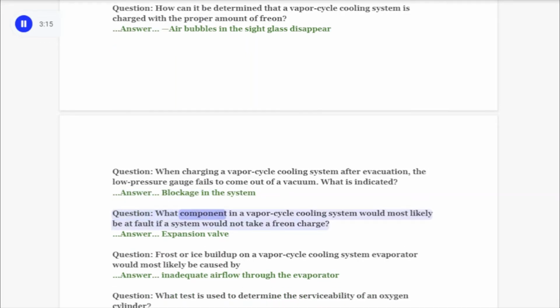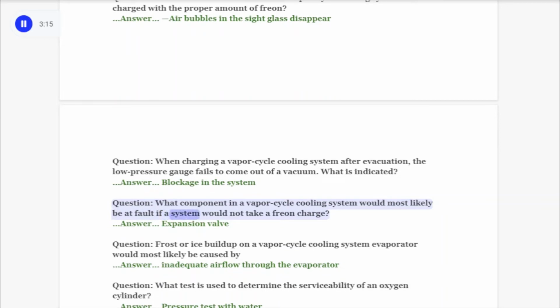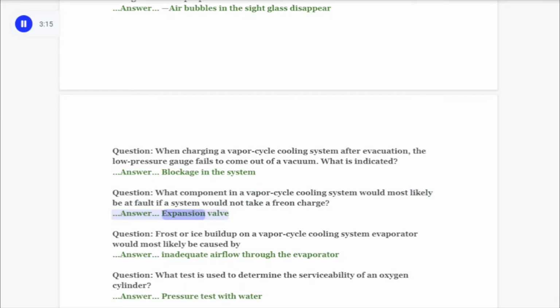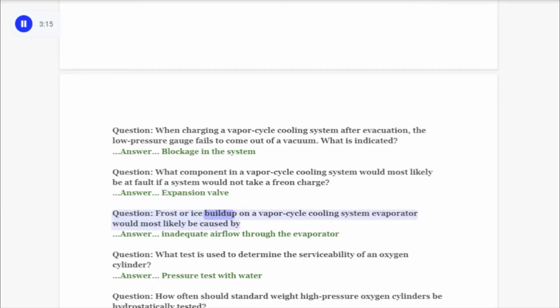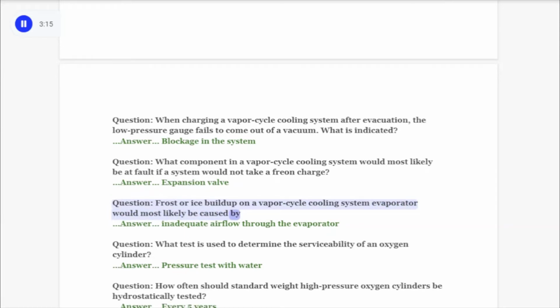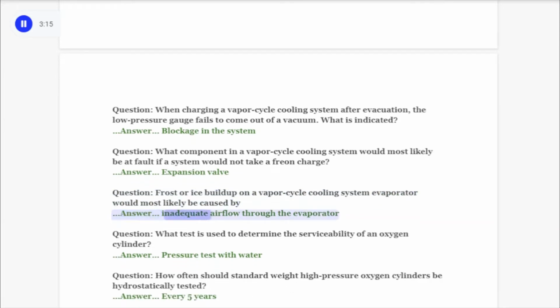Question: What component in a vapor cycle cooling system would most likely be at fault if a system would not take a Freon charge? Answer: Expansion valve. Question: Frost or ice buildup on a vapor cycle cooling system evaporator would most likely be caused by? Answer: Inadequate airflow through the evaporator.